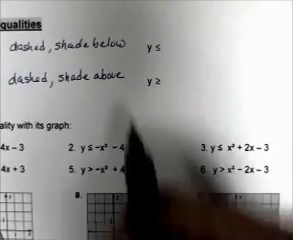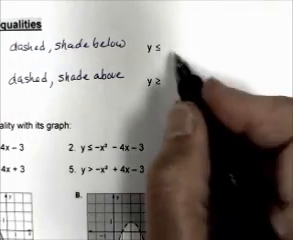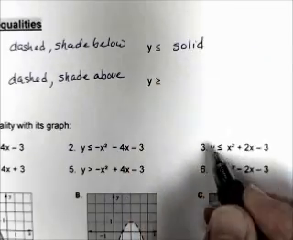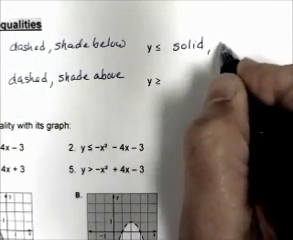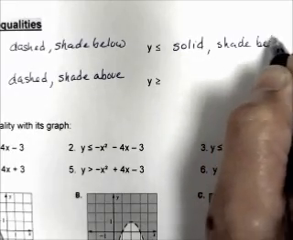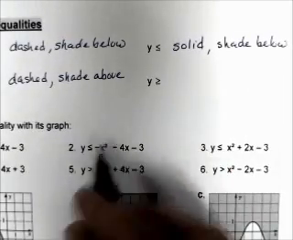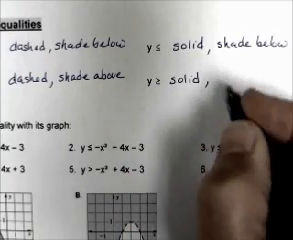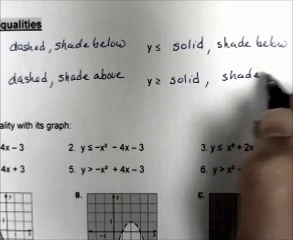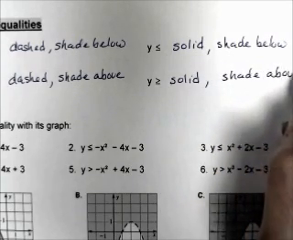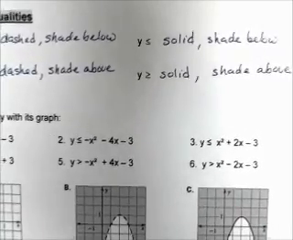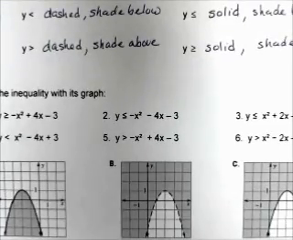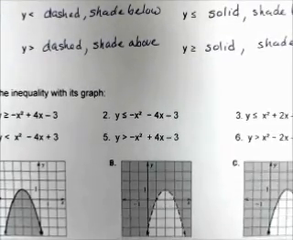For y less than or equal to, the equal to part means that your graph is solid. And still less than, you would shade below. Greater than or equal to, your graph would be solid, a solid line or solid curve, and shading would be above your curve. So we want to match the inequality with its graph. So let's be smart about this. We don't have to actually key it into the calculator or anything.